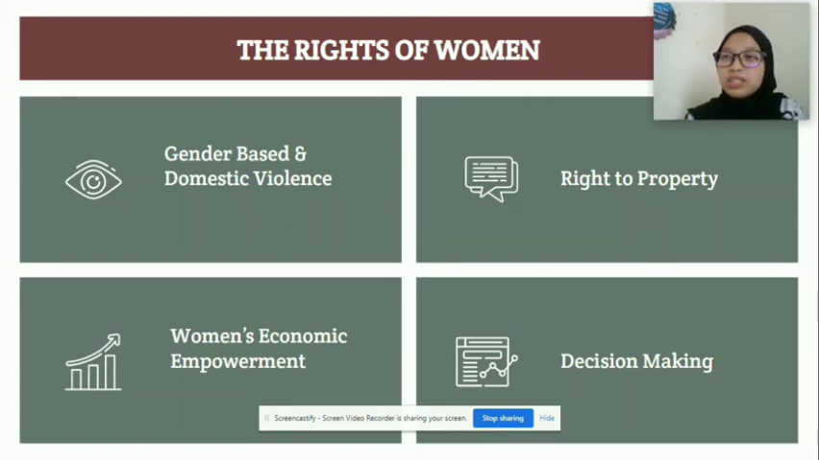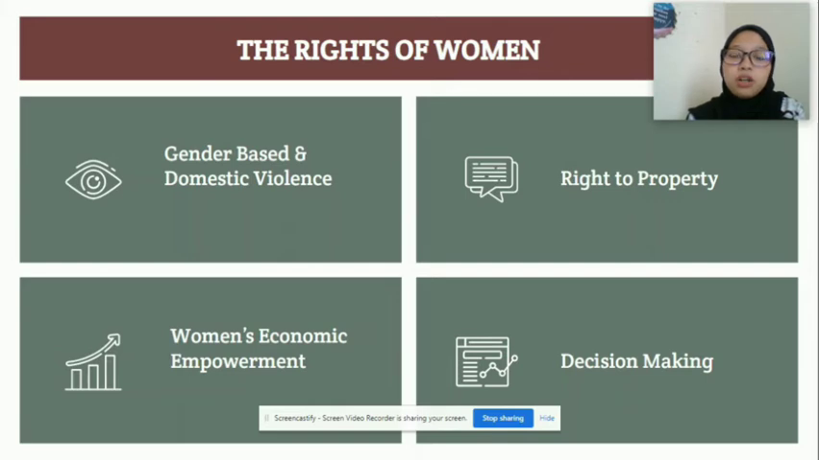Violence is rooted deeply because of two reasons. The first one is patriarchal tradition, and the second one is the unequal status of women in society. So those are the two reasons why domestic and gender-based violence happen in Albania.